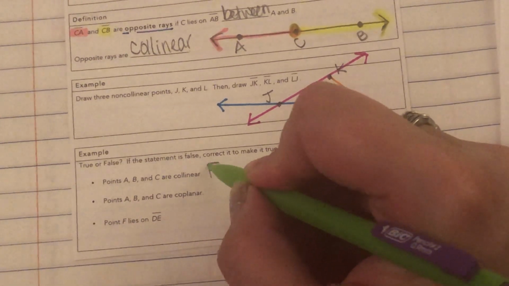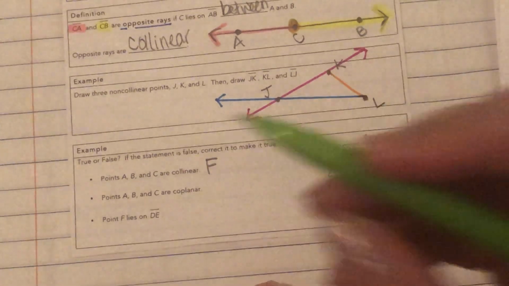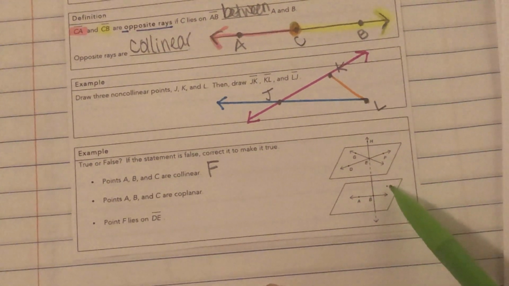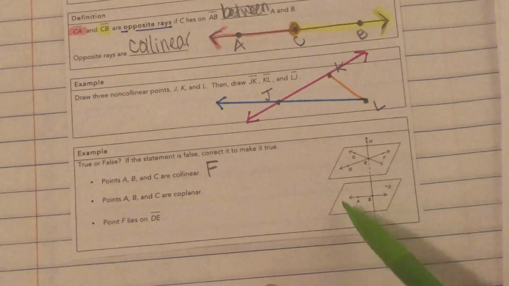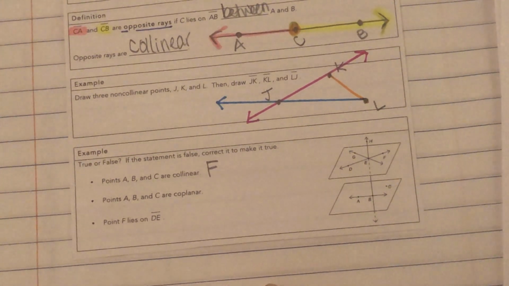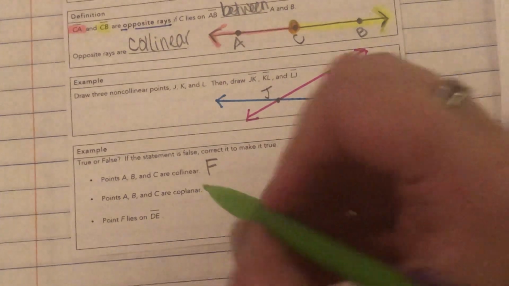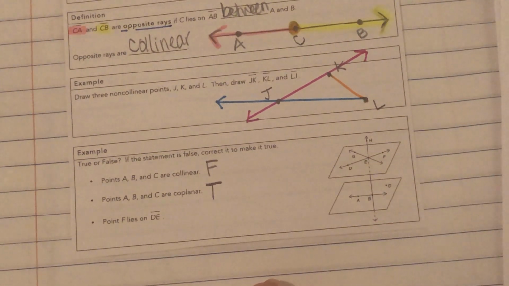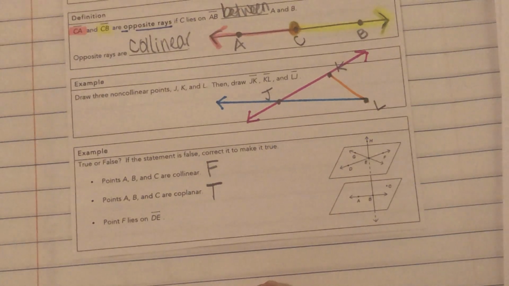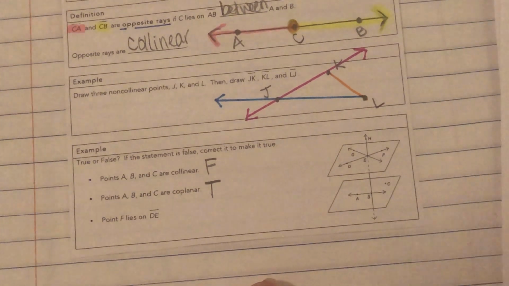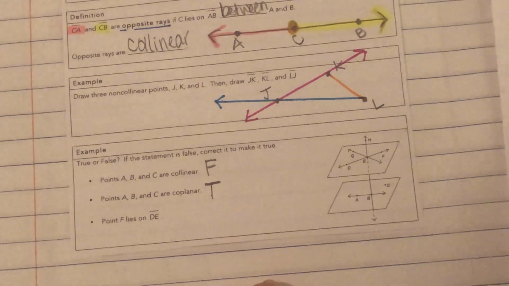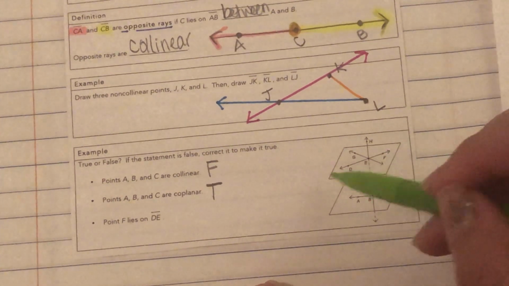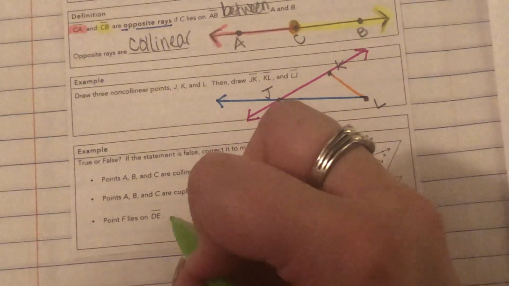False. They're not collinear. They're not on the same line. C is hanging off up above. They are coplanar, though, because they're all on this bottom plane. Are points A, B, and C coplanar? True. There we go. And does point F lie on line DE? True. That is true.